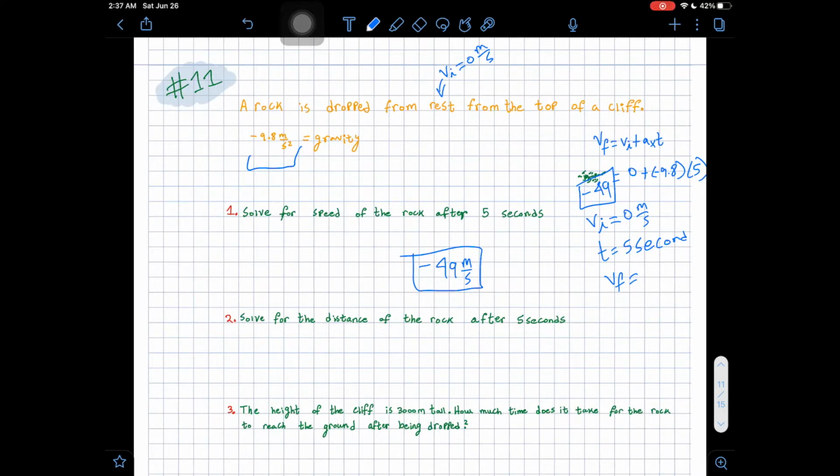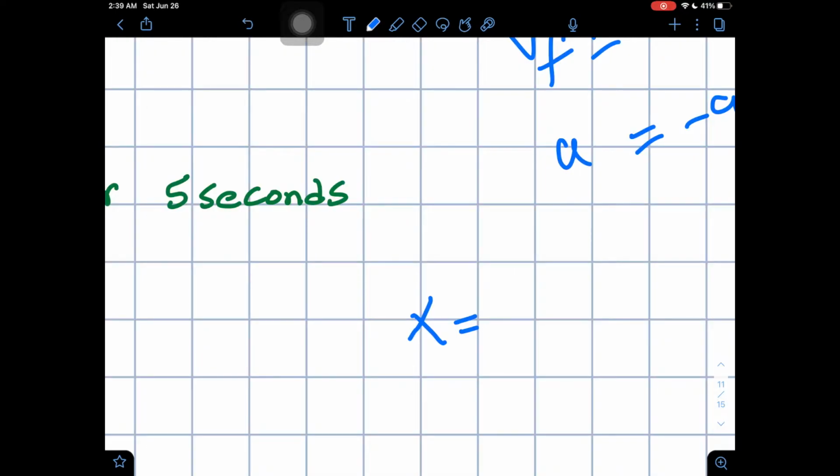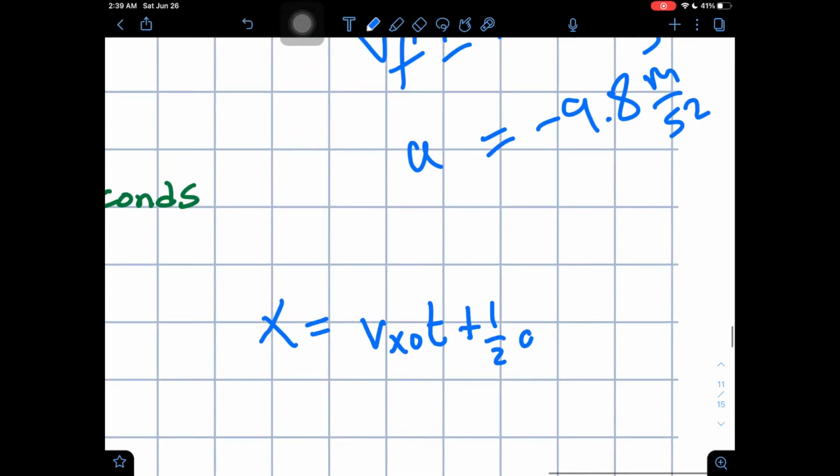Well, part B is asking us to solve for the distance of the rock after 5 seconds. Again, we can use our kinematic equation, and here we have our initial velocity, our final velocity, our time, and our acceleration. So we know our final velocity is negative 49 meters per second after 5 seconds. We know acceleration is negative 9.8 meters per second squared. So now let's go ahead and solve. We're going to be using the equation x equals v0 t plus 1/2 times acceleration times time squared.